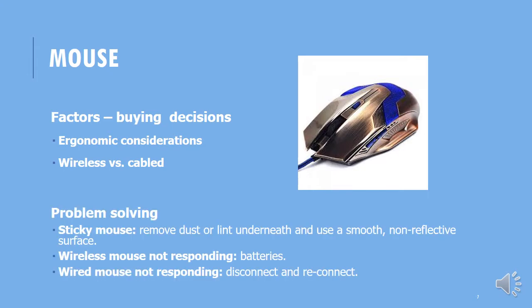For problem solving, if your mouse is sticky, obviously just clean it. You might want to remove the dust and lint underneath. Sometimes the mice collect a lot of little threads and things or dust underneath, and you could maybe clean it if it's not working well. A wireless mouse, remember to check the batteries, and with a wired mouse you can also try to disconnect and then reconnect it.